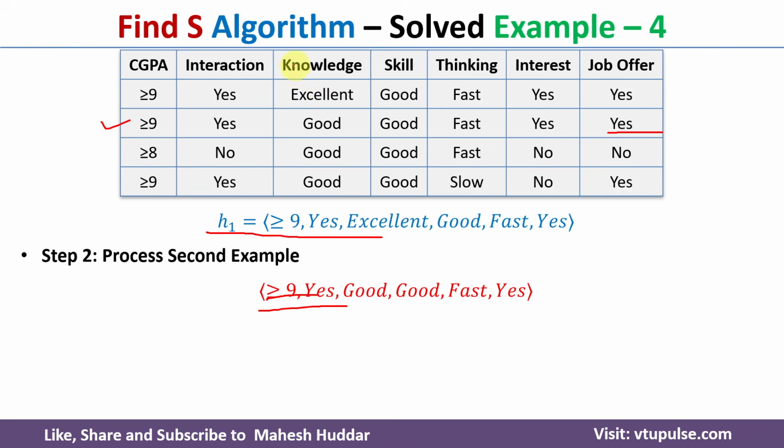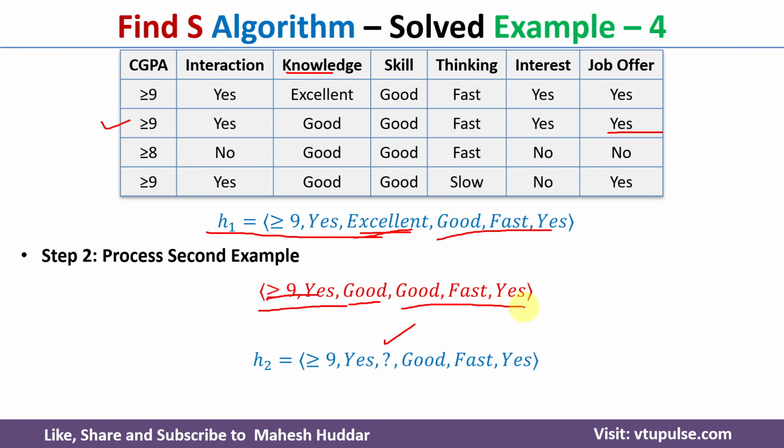But when you look at the knowledge attribute, in the hypothesis it is excellent, in the second example it is good, both are not matching, so the hypothesis must be generalized. According to Finder's algorithm, whenever two positive examples have a different value for an attribute, we replace that attribute value with a question mark. Here we will replace this excellent with the question mark. That is what you can see here. And after that, skill, thinking and interest values are the same in the hypothesis and in the second example. So we will not do anything. We will keep them as they are.